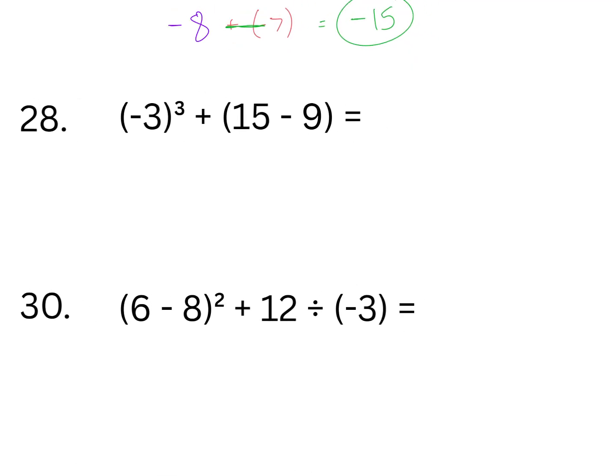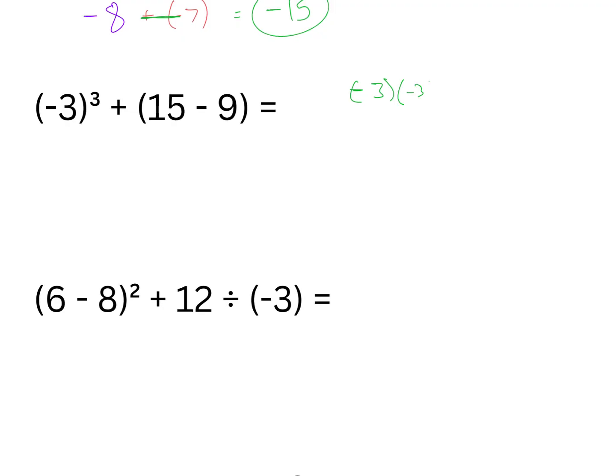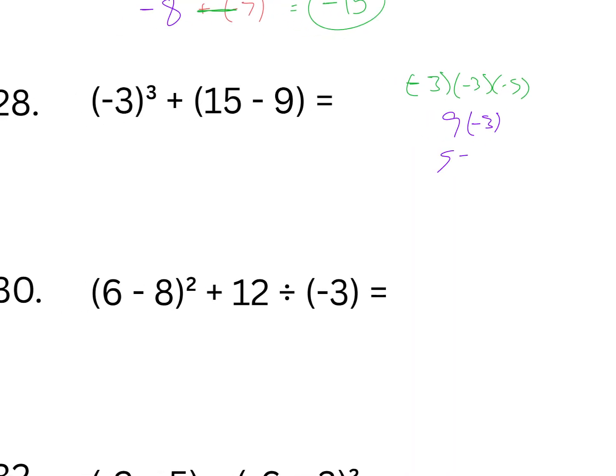Negative 3 cubed plus 15 minus 9. Negative 3 cubed is negative 3 times negative 3 times negative 3. Well, that's 9 times negative 3, which is negative 27. Negative 27 plus, and now we can do those because they're in parentheses, 15 minus 9 is 6. Negative 27 plus 6 is negative 21.